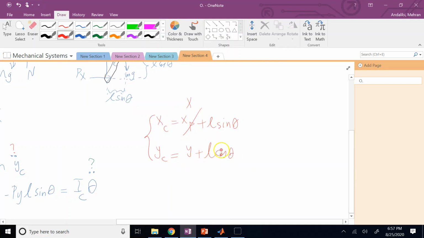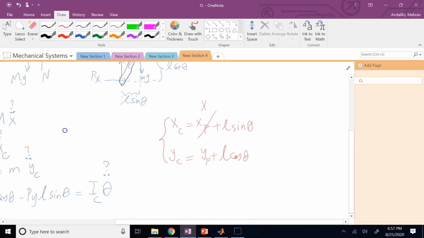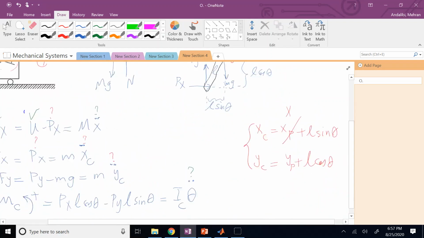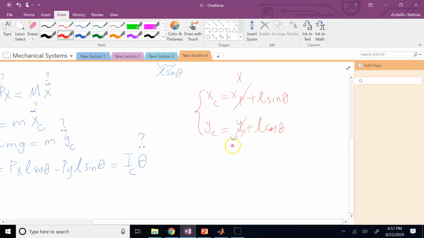And you can say that y of P depends on where you put the origin. If you put the origin right at the same level as P, then y of P is 0, so this can go. So you get simple equations. X of C is x plus L sine theta, y is L cosine theta. And then from here, since you are interested in double dots, you can take two time derivatives, right?